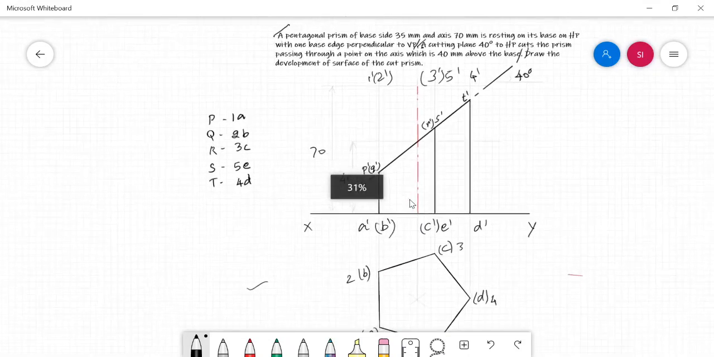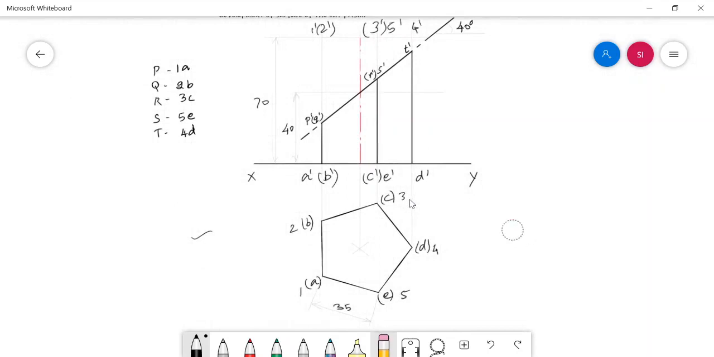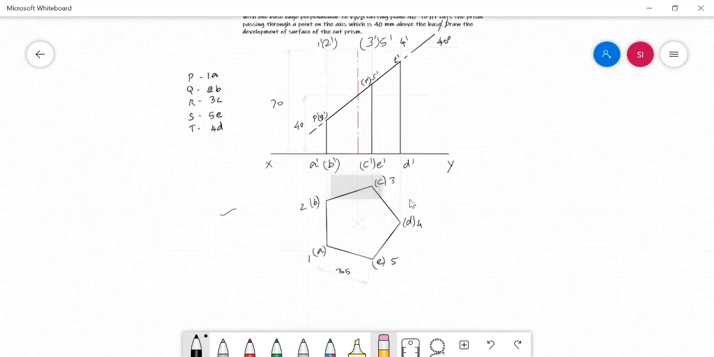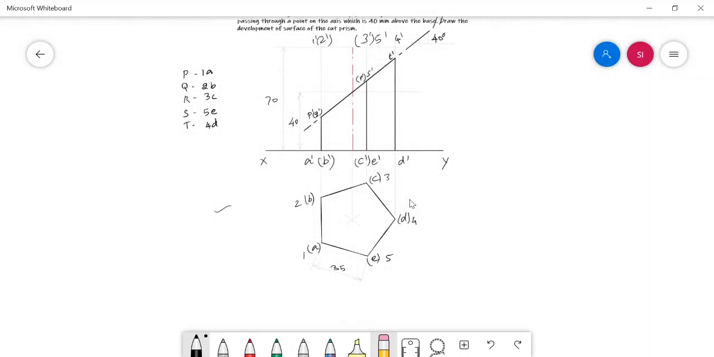Now once you project these cut points from the front view towards the top view in order to mark them in the top view, since it is a prism, all the cut points will be obtained in their respective corners. So the point P, which is in 1A, can be marked here. Similarly, point Q in 2B, point R in 3C, and point S in 5E, and point T in 4D.